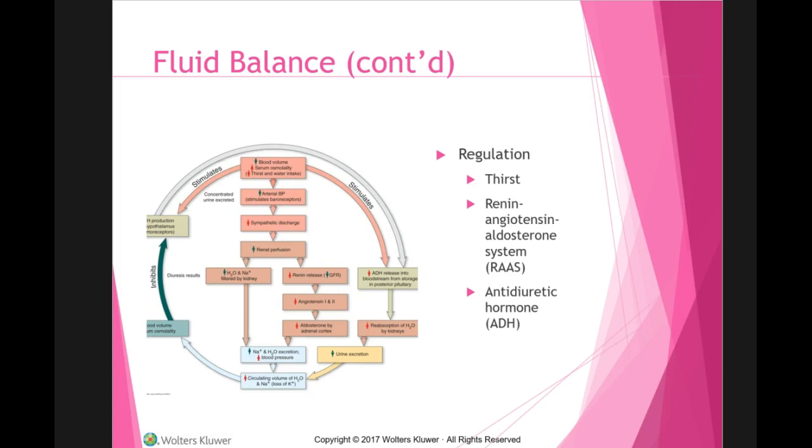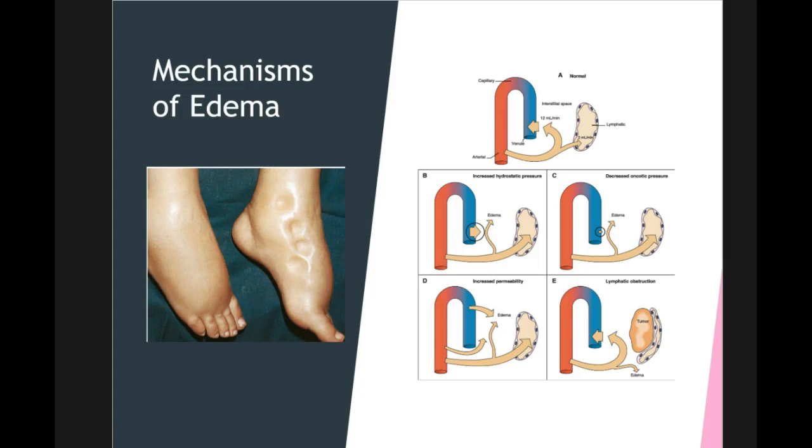Fluid balance is also promoted by the thirst mechanism in the hypothalamus. Be sure you understand this negative feedback system and the roles of the renin-angiotensin-aldosterone system and how it affects blood volume. I wanted to briefly talk about edema because this seems to be one of the things I'm asked most about by students in clinical environments.